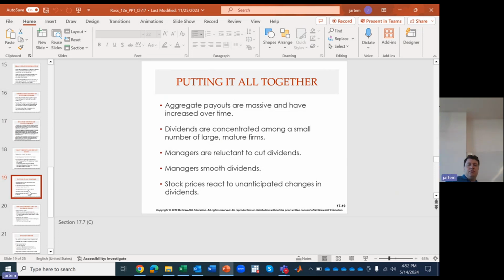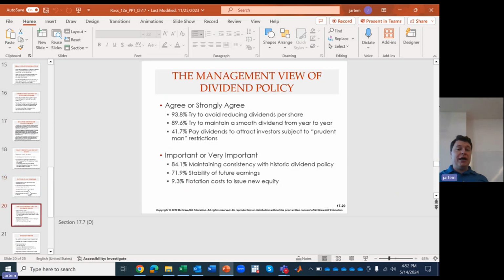And then, unanticipated changes in dividends, right around the declaration date of those changes, the markets react, and the market reaction is frequently reflected in the price, and ultimately both in the dividend yield of the firm and also the overall return and yield that the stock gives you.